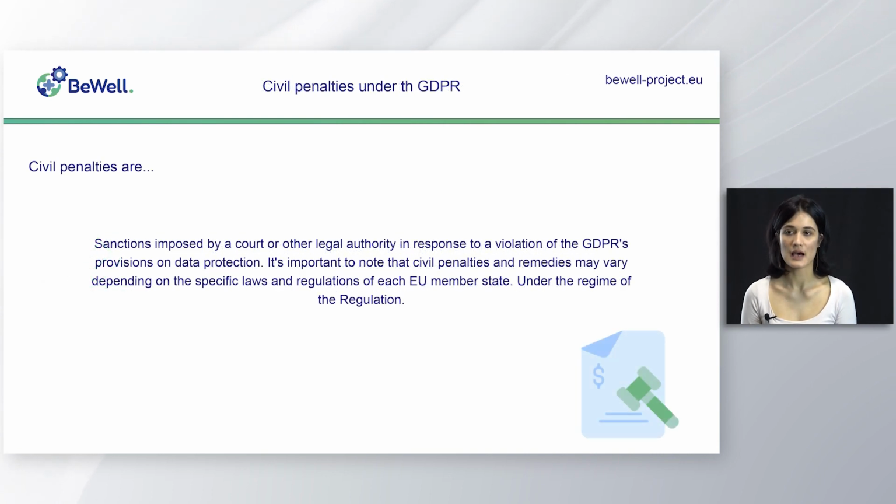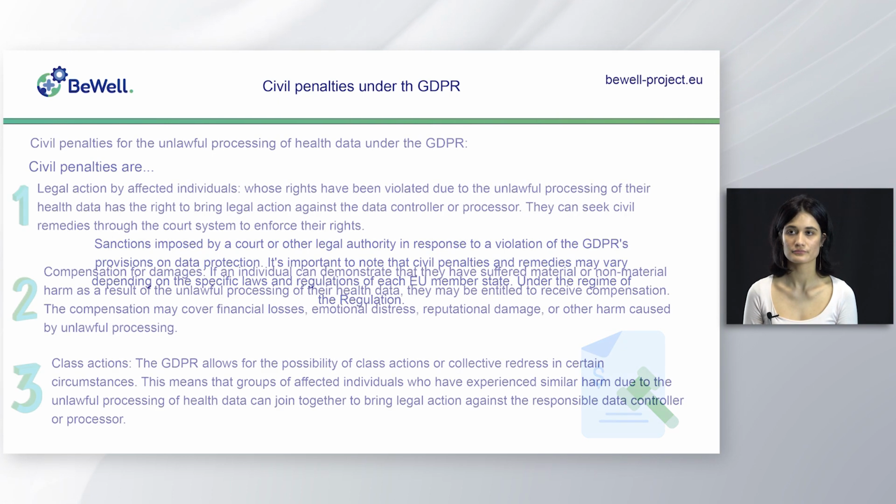Civil penalties under the GDPR. Under the General Data Protection Regulation, unlawful processing of health data can lead to civil penalties, which are sanctions imposed by a court or other legal authority in response to a violation of the GDPR's provisions of data protection. It's important to note that civil penalties and remedies may vary depending on the specific laws and regulations of each EU member state under the regime of the regulation.